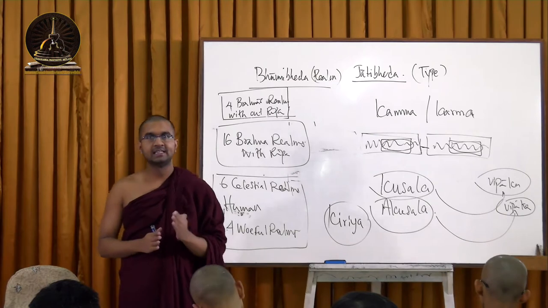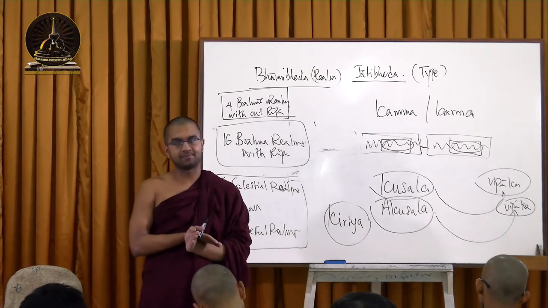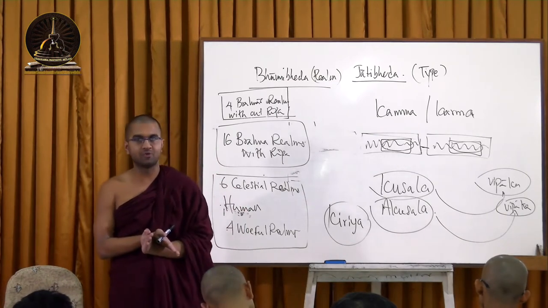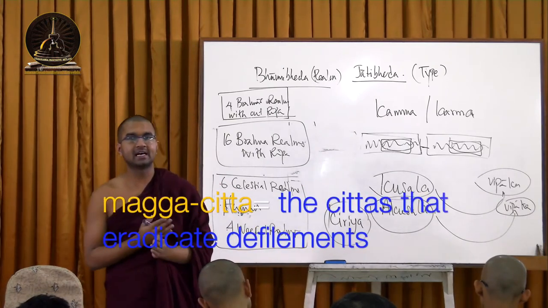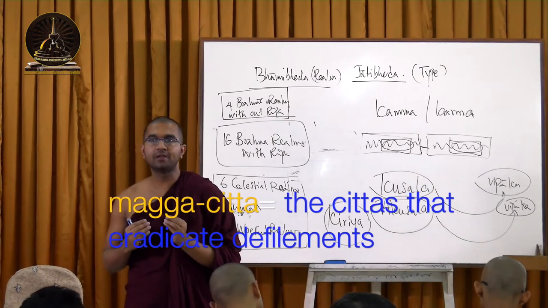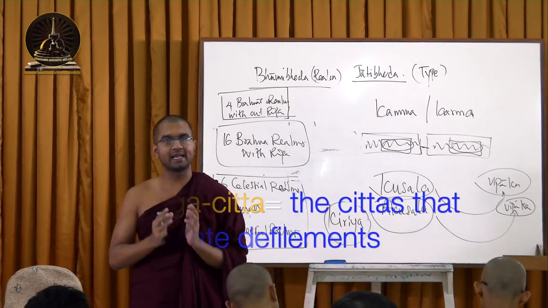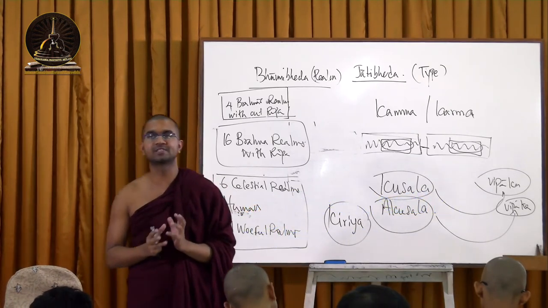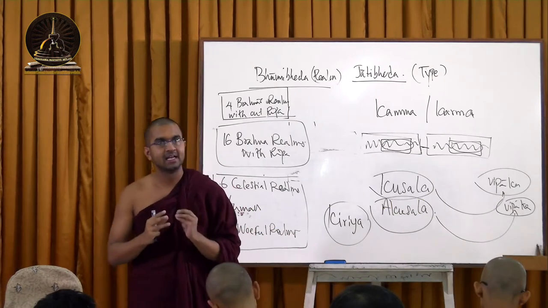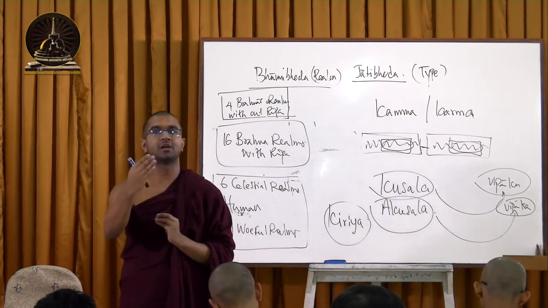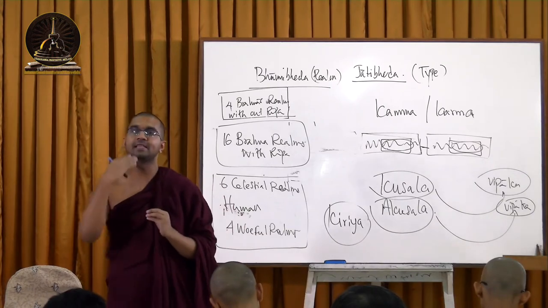Some chittas, they eradicate the kilesa. So we call them magga chittas. Magga chitta, they eradicate the kilesas. At that time, they are going beyond the samsara. Kilesas are the reason for the continuation of samsara. If any chitta eradicates these kilesas, that chitta is causing us to go beyond. Go beyond means we are overcoming the existence.